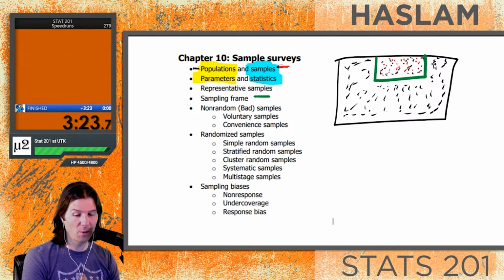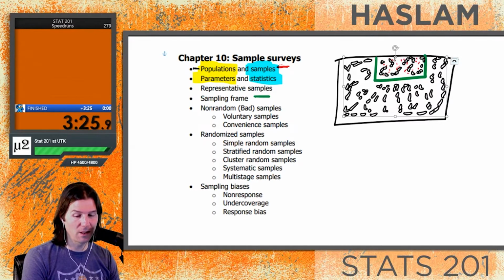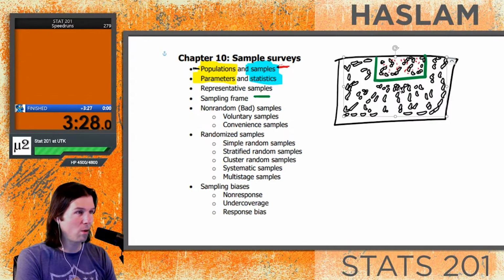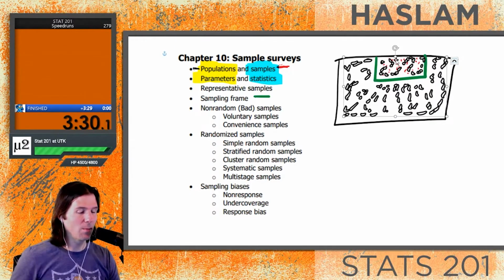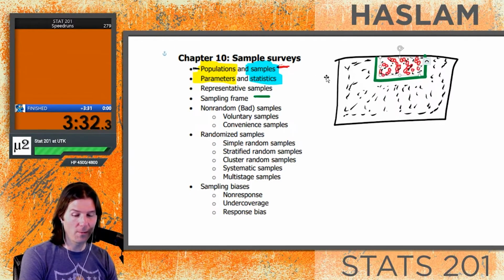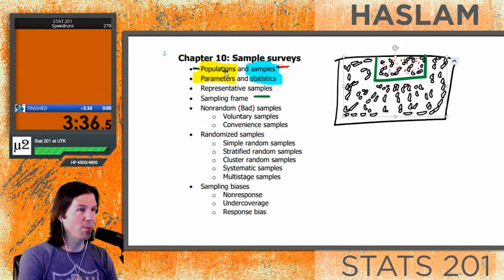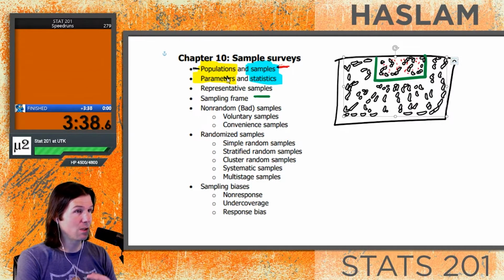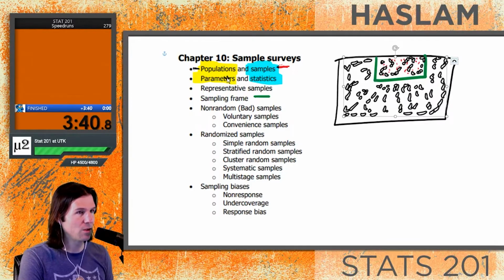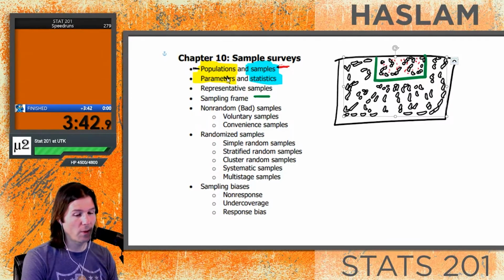So from this sample right here, we will get an estimate of the truth for all the M&Ms, including the ones in the sample. So we want to understand from the sample, we will get a statistic to estimate the truth for the population of all M&Ms. And that truth is a parameter, sometimes called the parameter of interest. And the key word there is just parameter.